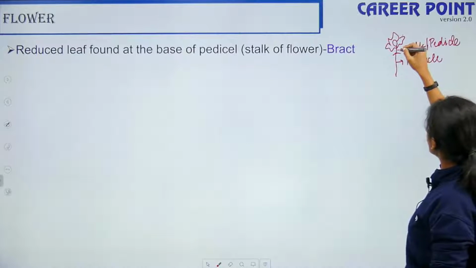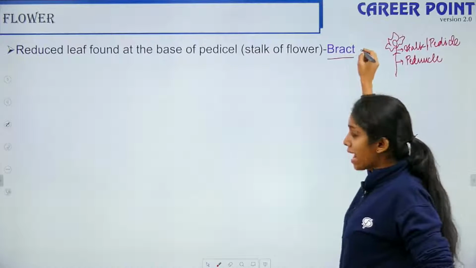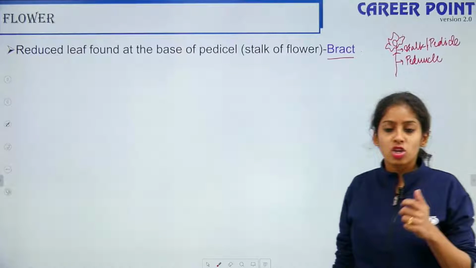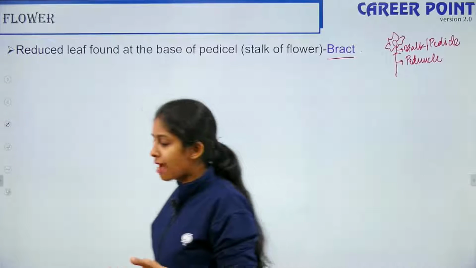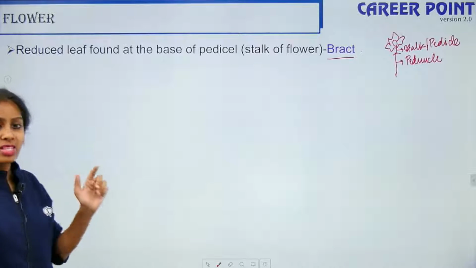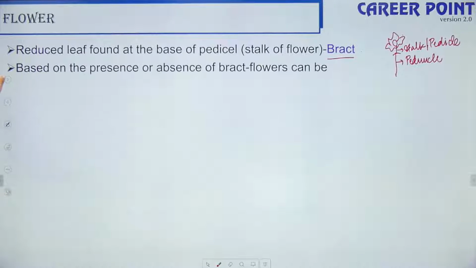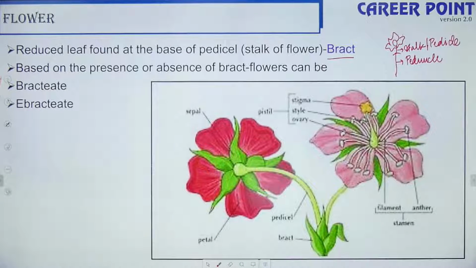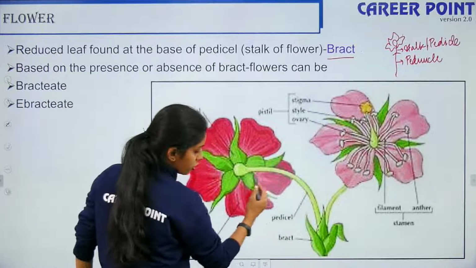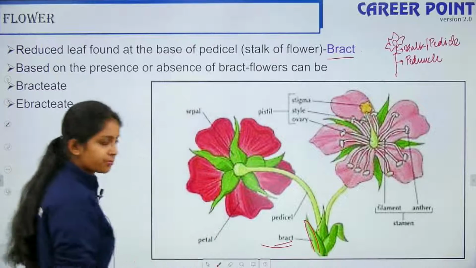At the base of your pedicel, you have a leaf-like structure. So that is known as the bract. If a bract is present, the flower is called bracteate. If the bract is absent, it is called ebracteate. Okay. So bracteate and ebracteate, you add an E in front. So based on the presence or absence of bracts, flowers can be bracteate or ebracteate. So this is the pedicel, this is the stalk, and here you have the leaf-like structure. This is your bract. Okay.